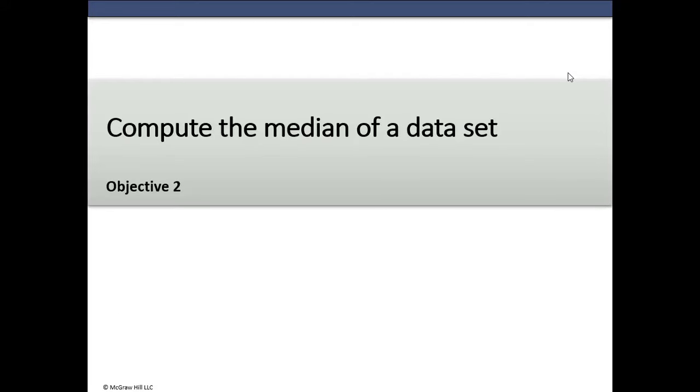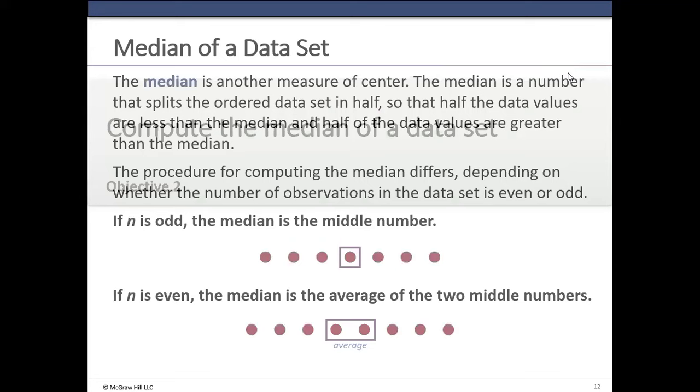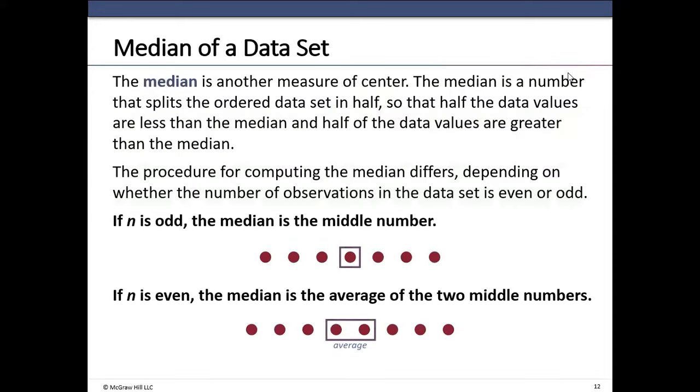Now we are going to calculate another characteristic of the sample, which is the median. What is the median? It's the center of the data. The median is another measure of center. The median is a number that splits the ordered data set in half, so that half the data values are less than the median and half of the data values are greater than the median.